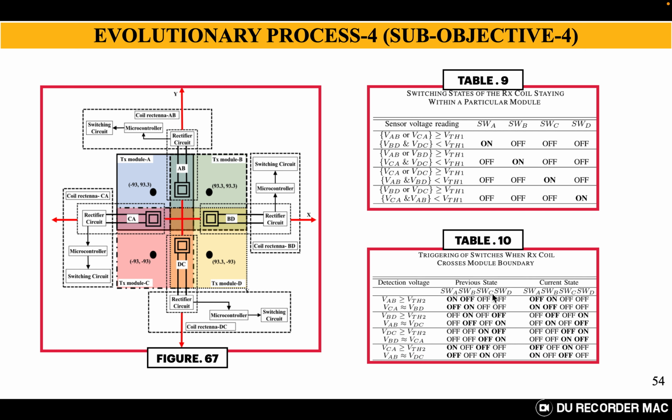Then we have to check what my previous state was. Let us suppose switch 1 was previously on; now as it is moving towards module B, we have to activate SWB and turn off SWA. If previously module B was on and it is moving towards module A, then we have to do the reverse. So in this way we need to store the previous data and compare whether it was moving from module A to module B or from module B to module A. Accordingly, we have to activate the transmitter module.